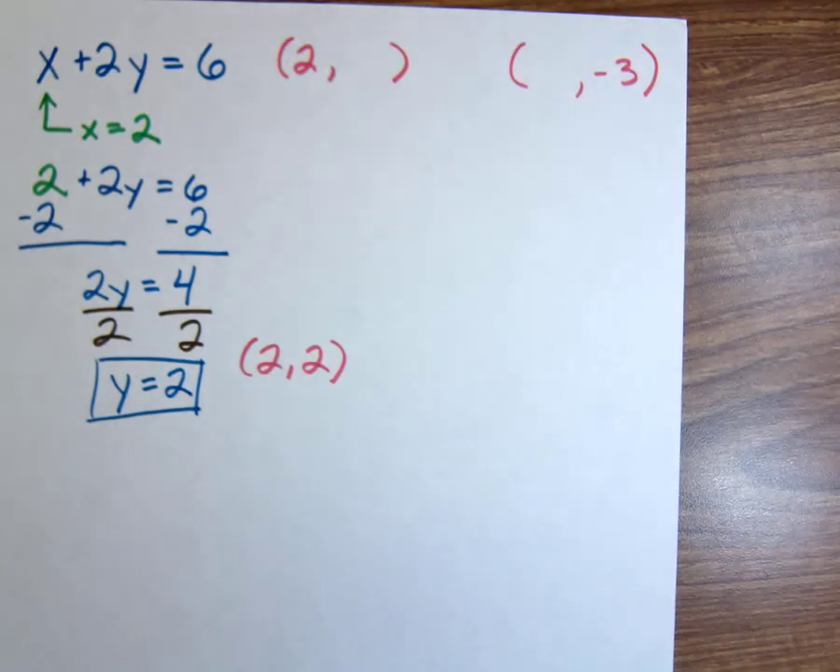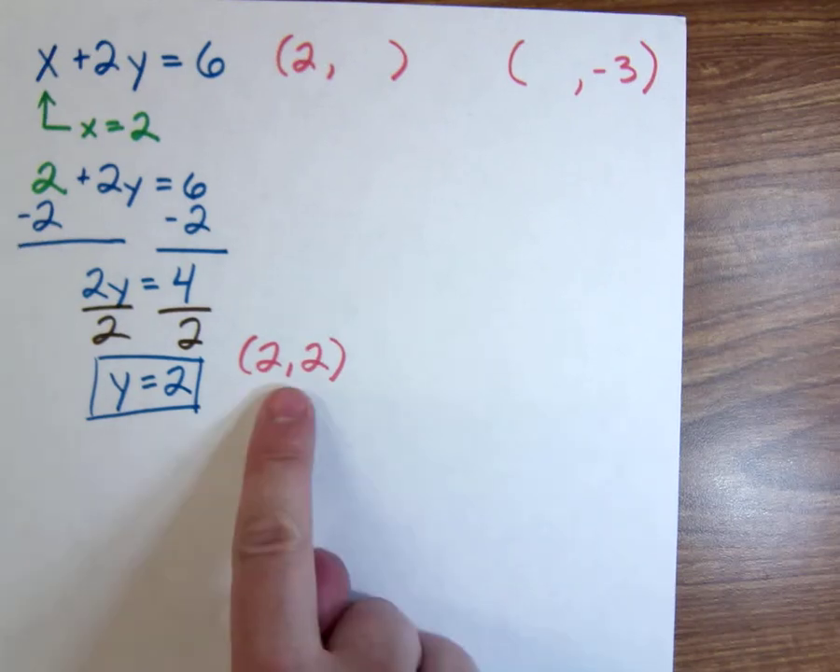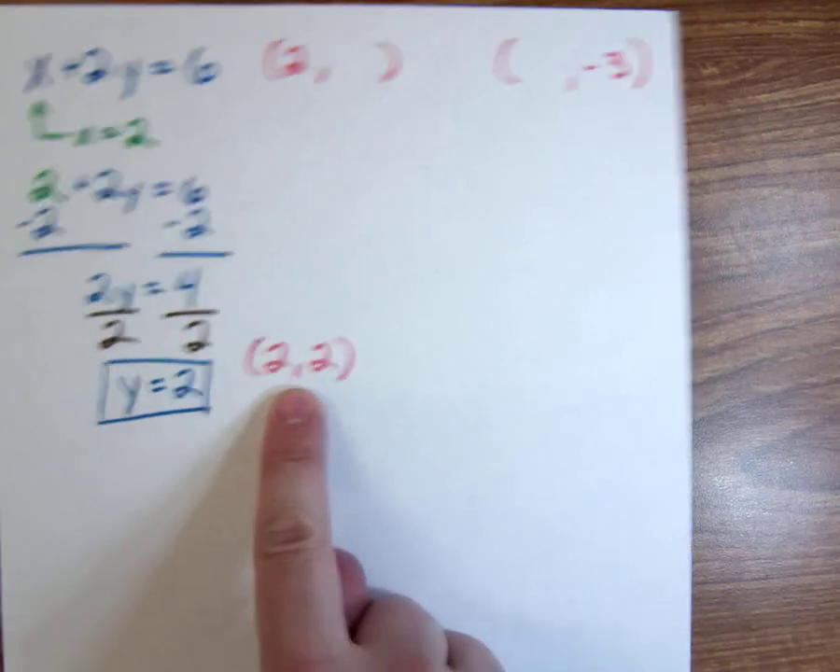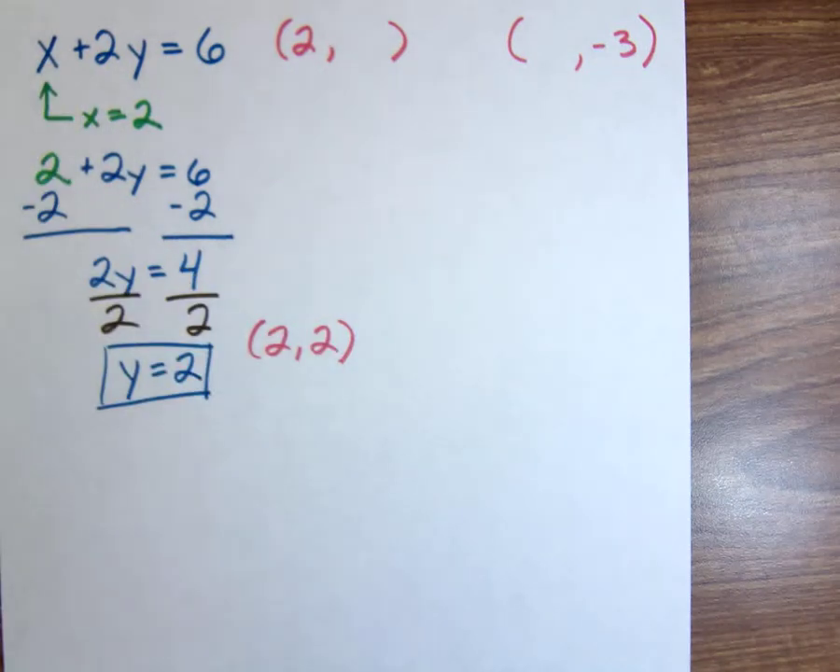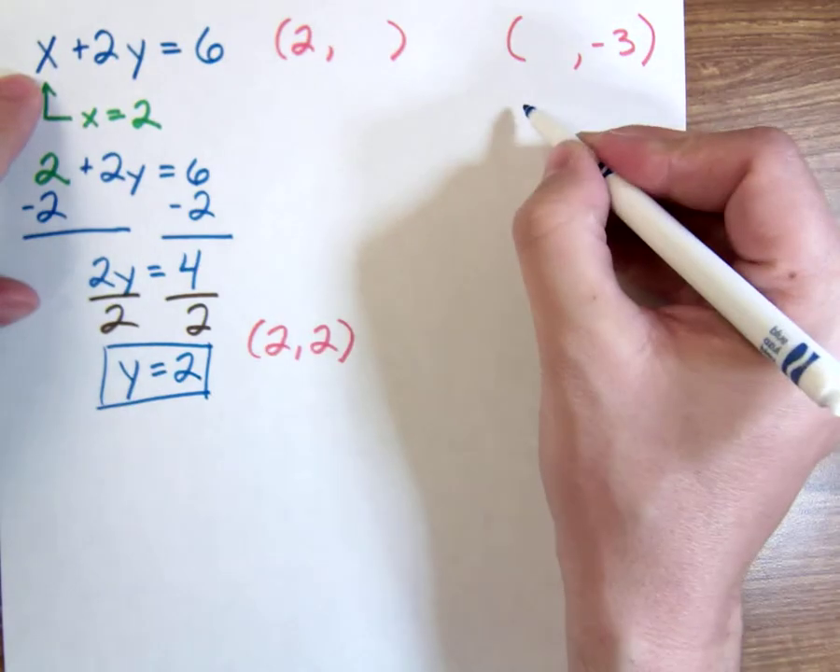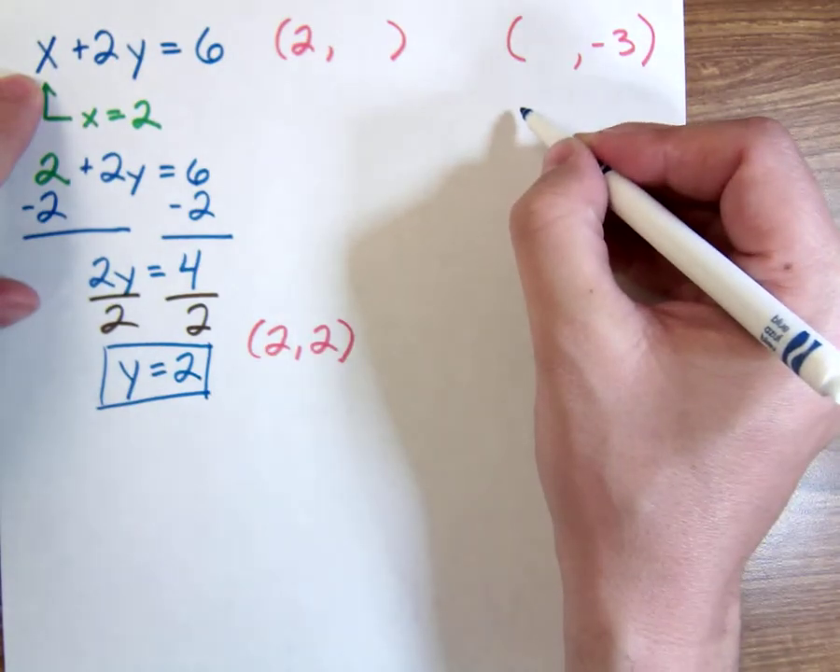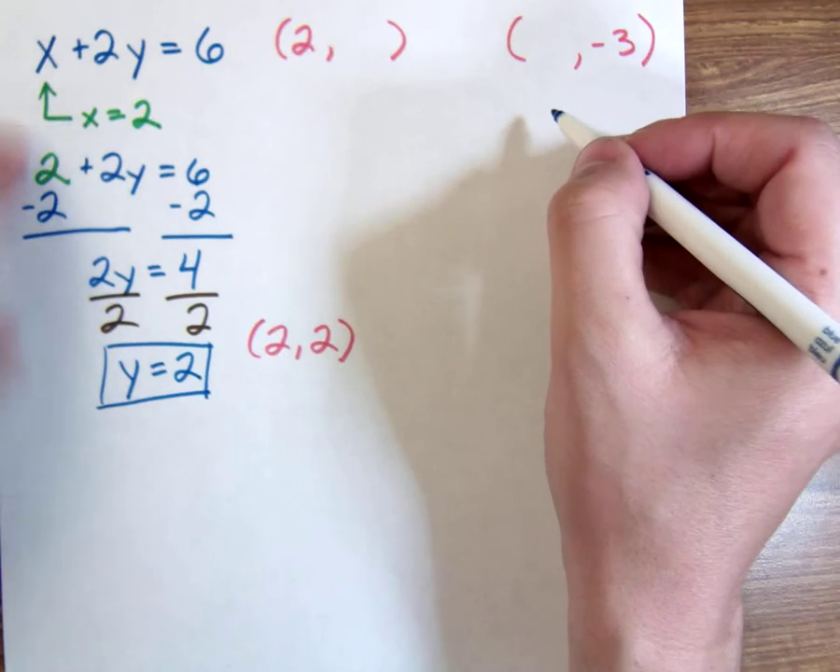Wait, so this one's 2, 2, right? One of the coordinates is 2, 2. Okay, so the 2 up there, you're not going to put a 2? That's right. This one, I'm back to x now. So the answer is 2 minus 2 and 2. But that up top in the middle, you're not going to put 2 there?